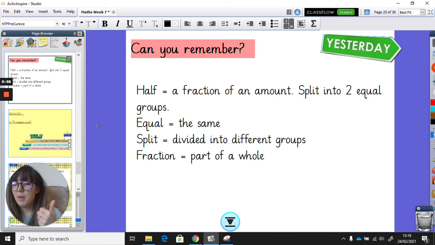Equal means the same as or the same. I think you'll have all got that one. Split means we are divided into different groups. So if I say it's split into 4 groups, it means it's split down into 4 different groups. And a fraction is part of a whole thing. So if we had a whole cake and I ate half of it, I'll have eaten a fraction of the cake. Okay, there'll still be half left. There'll still be a fraction left.